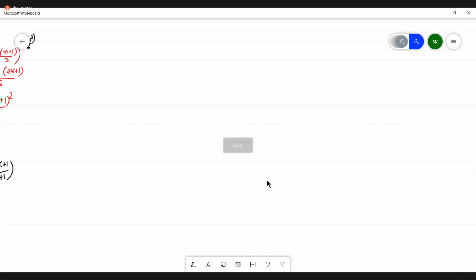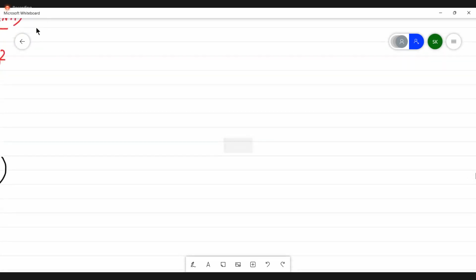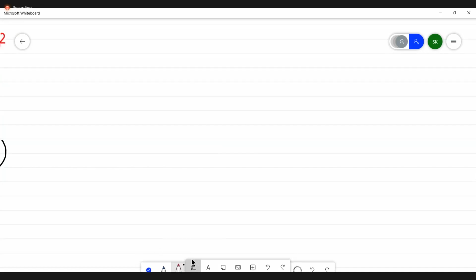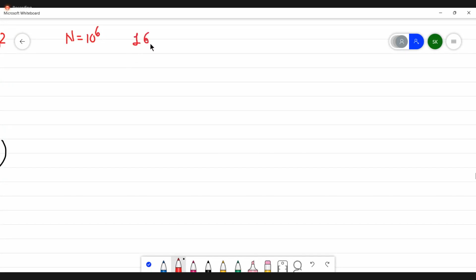Then I'm going to give you the last activity for the time complexity. In this particular activity, your n is going to be 10 to the power 6. You have 1 gigahertz of processor, assuming that it is going to execute 10 to the power 9 instructions in 1 second. Again, here you just assume that one iteration is equal to one instruction.